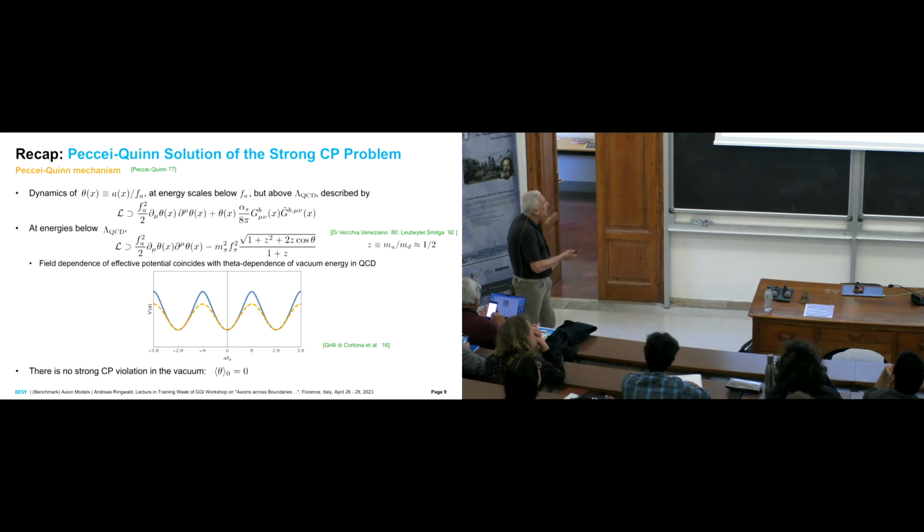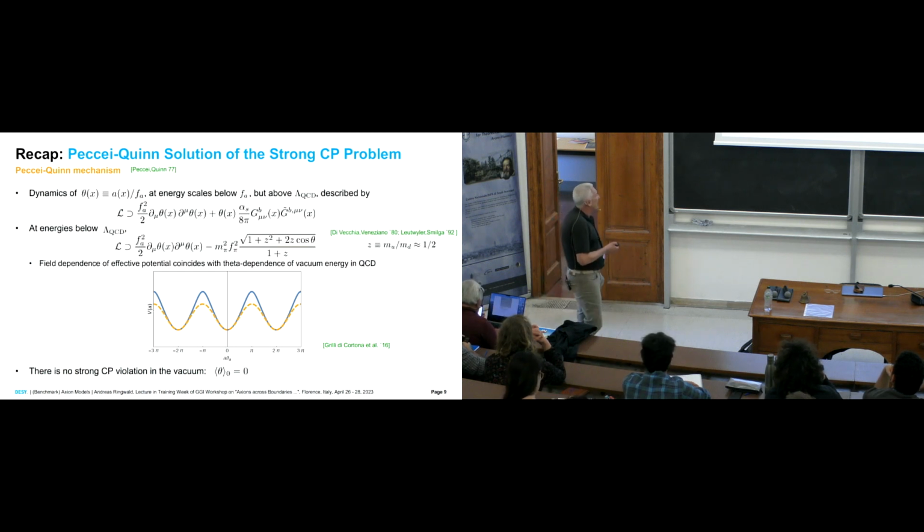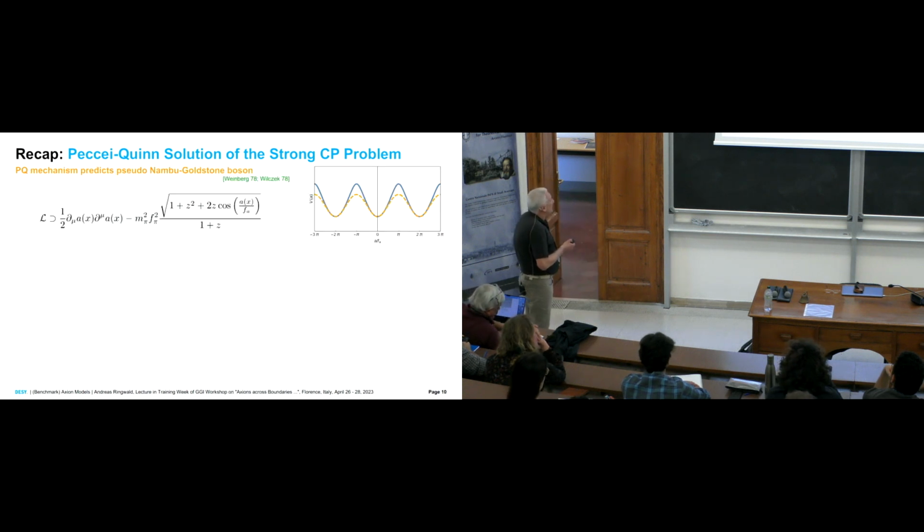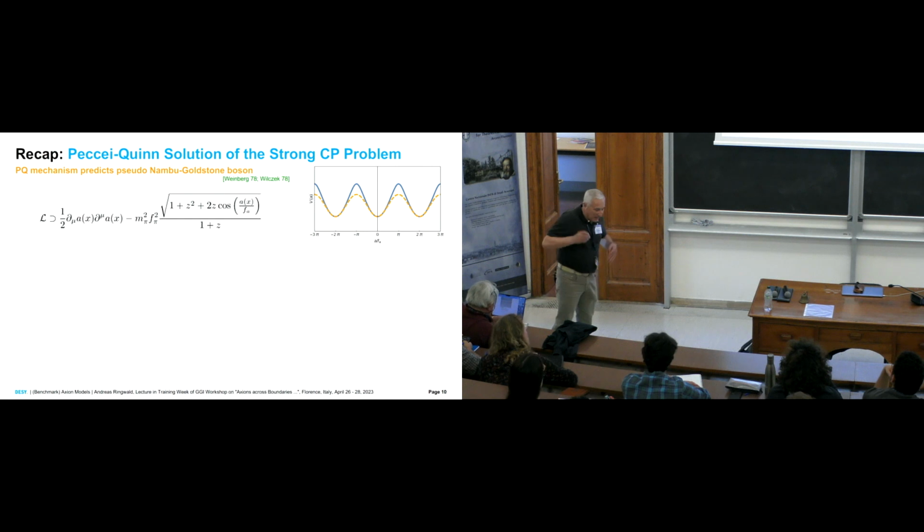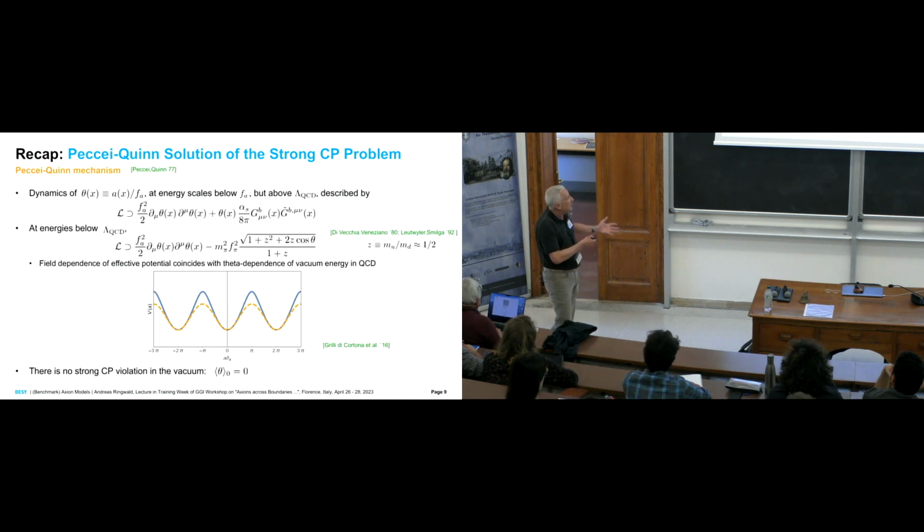So QCD solves this problem by its own dynamics. This is a very nice solution of the strong CP problem. Of course, in Peccei and Quinn's original paper, you don't find this potential and so on. There were more arguments, so to say, why the theta effectively is 0 in the vacuum.